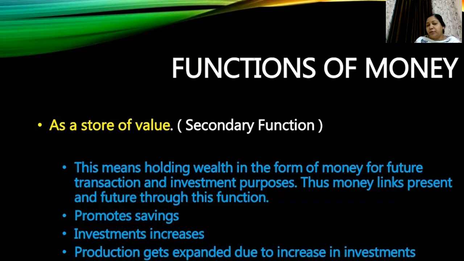And the last function is liquidity. Money is the most liquid of all assets. Wealth in the form of gold, silver, land, cheques, etc. is not as liquid as money. If need arises, these assets have to be converted into money. But on the other hand, money need not be converted into any other form. We can use it directly, and anyone can accept it. So it is called acceptability, liquidity. In the next video, we will discuss some more points.